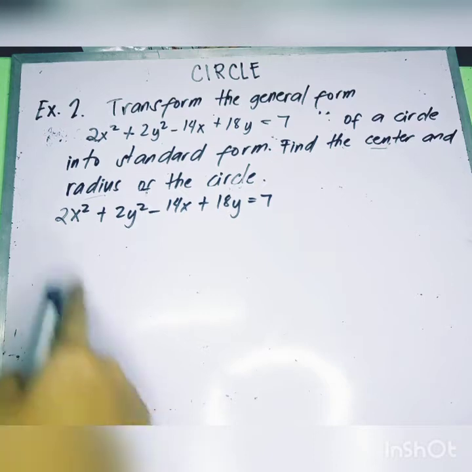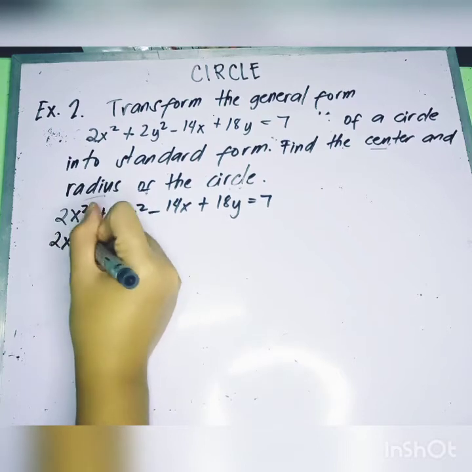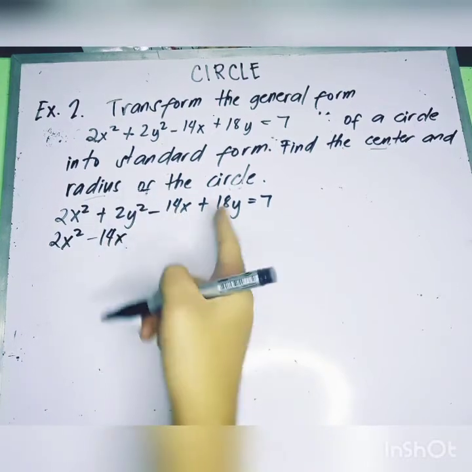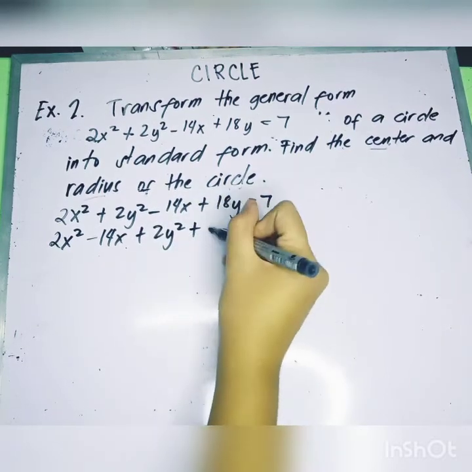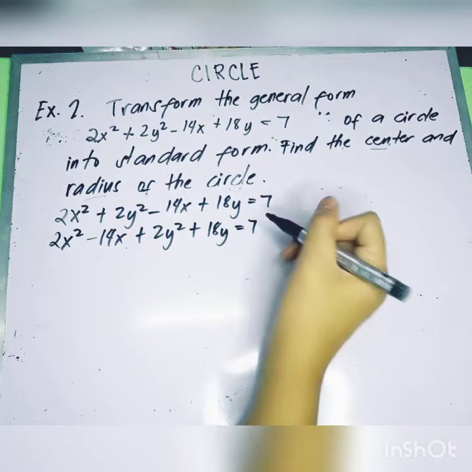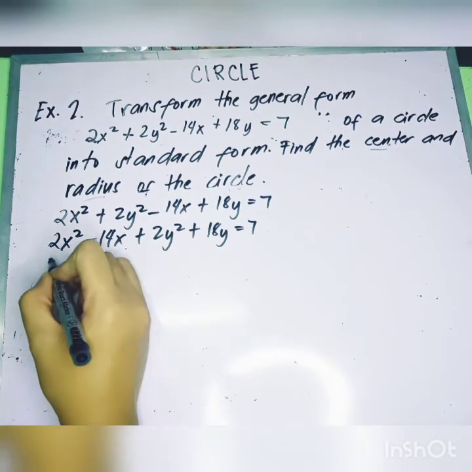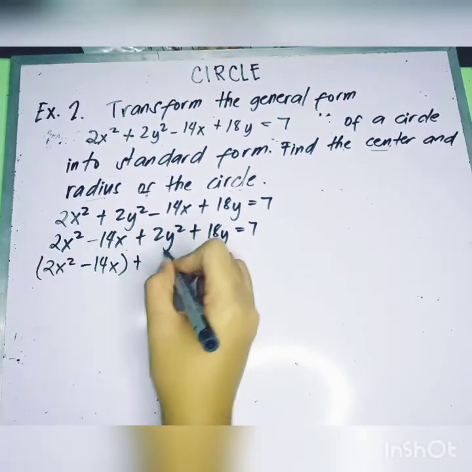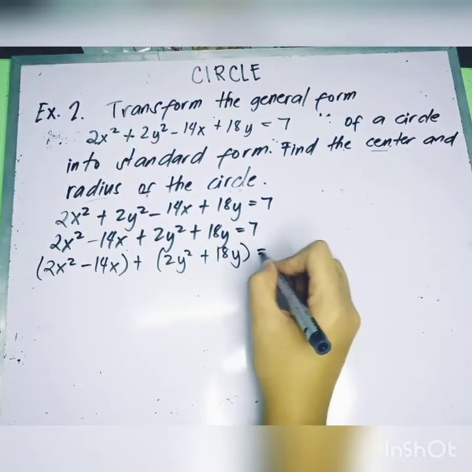Okay, after you copy the given, first you have to combine like terms. Okay, so combine like terms, pagsasamahin lahat si x, isa kasi y, so 2x squared, and then next is negative 14x. Okay, next na po y na po tayo, so we have positive 2y squared plus 18y is equal to 7. Okay, after po nyan, we have already done combining like terms. Next po, i-regroup po natin sila. So, we have 2x squared minus 14x, plus 2y squared plus 18y is equal to 7.